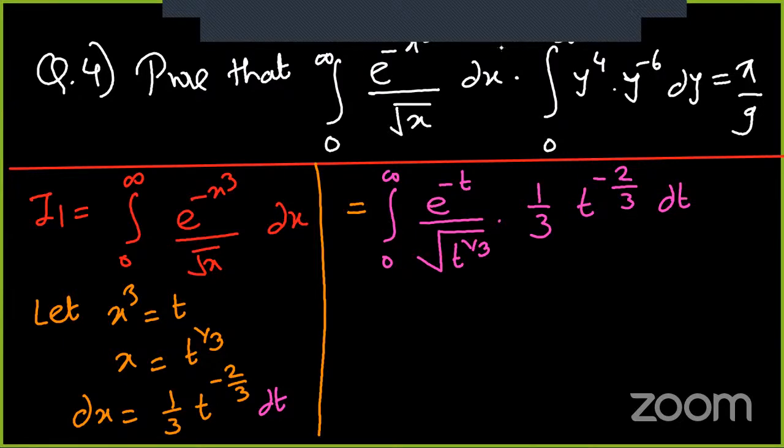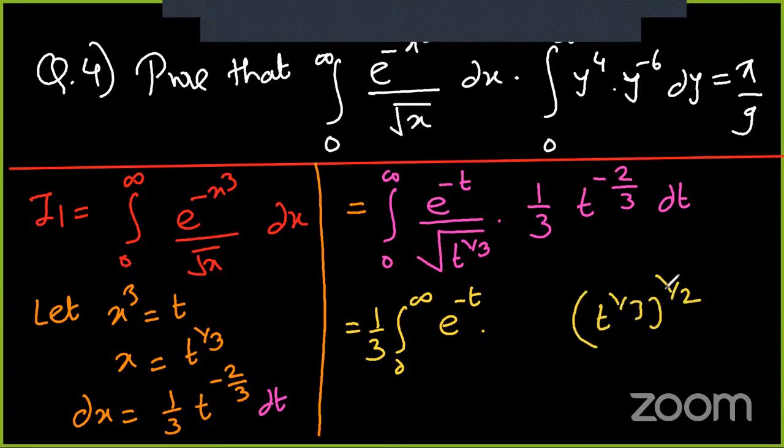There is nothing else in it. 0 to infinity. This 1 by 3 is common, take it outside; it is a constant. e raised to minus t. Now this is t raised to 1 by 3 and the square root is 1 by 2. So t raised to 1 by 3, and over it 1 by 2. So 1 by 3 into 1 by 2 will become 1 by 6. So it will become t raised to 1 by 6 in the denominator, and then t raised to minus 2 by 3 dt.